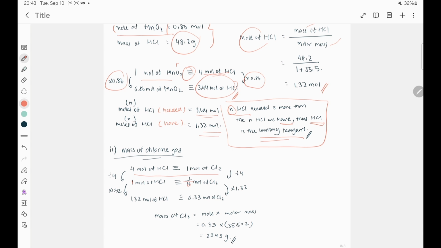So we have 1.32 mole of hydrochloric acid. So we'll use the same over here, and then we'll times, because when you times, you must times at two places. So we will produce 0.33 mole of chlorine gas. To calculate the mass is the same concept. You need to use the mole to multiply with your molar mass to get a final answer of 23.43 gram. Yeah, so that's it for this question.